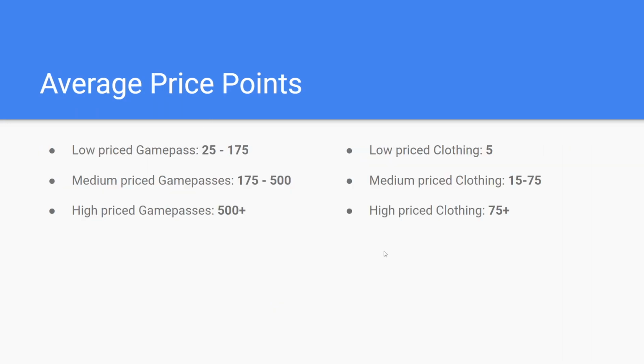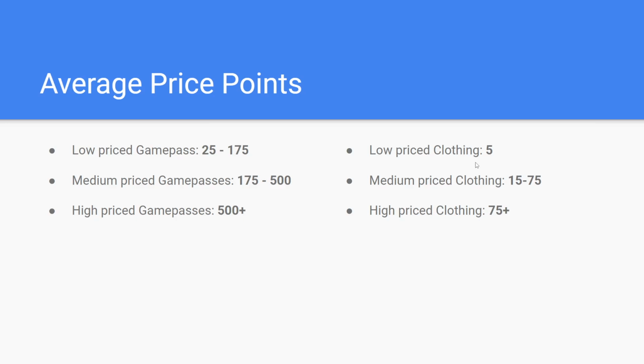And yeah. So these are the average price points that I came up with myself, and I think these reflect how it is right now. So low-priced game passes might be between 25 to 175 Robux right now. Medium-priced game passes might be from 175 to 500, and high-priced might be above 500. That's what I've been seeing lately, and I think that's decently fair.